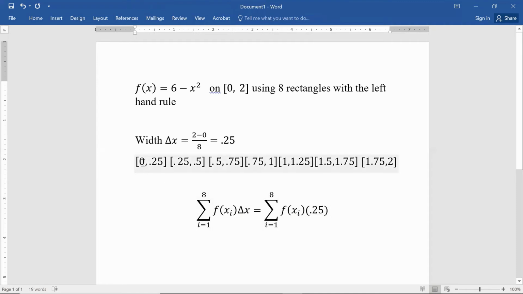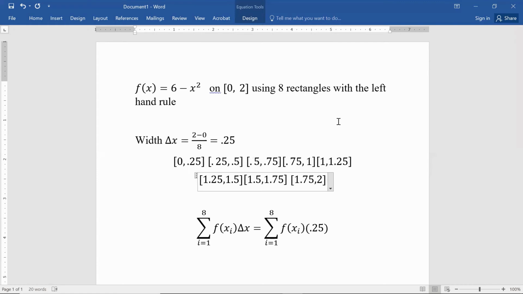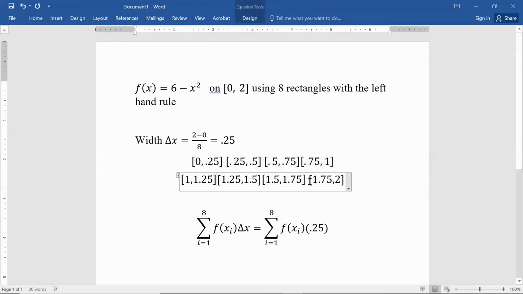Notice that if we're using the left-hand rule, we're going to write 0, 0.25, 0.5, 0.75, 1, 1.25. I missed one, and so on and so forth. Let me split it into 4 intervals on top, 4 intervals on bottom. There you go.